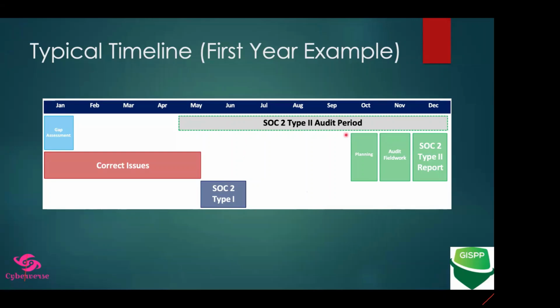So that is just an example to show you. We start from the gap assessment, we fix those issues, we can go for SOC2 type 1, and then we start planning towards the end of the year, assuming we started in January. We do our audit field work, and then we come up with the report towards the end of the year. So it's a 12 months journey.